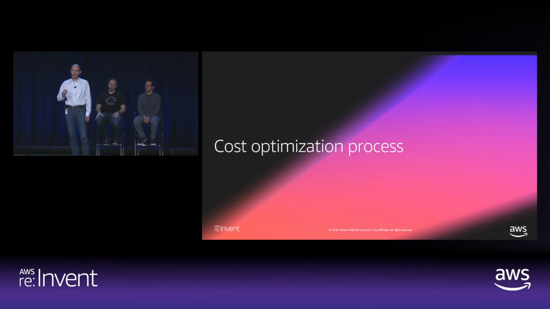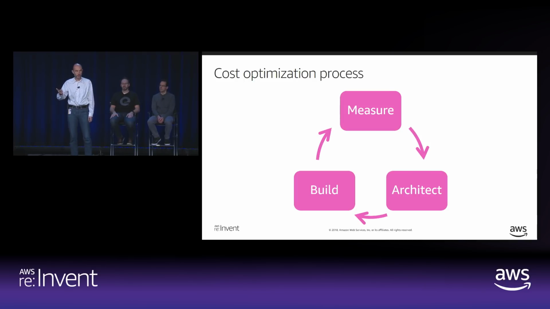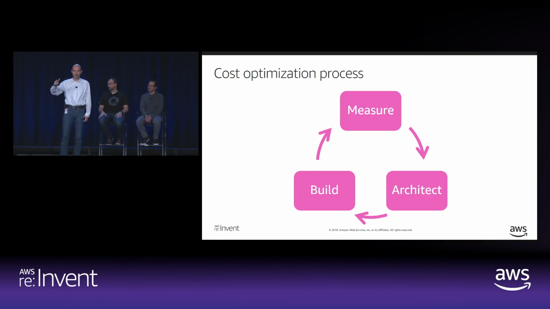So let's take a quick look at the overall process. And it always starts with measuring cost in this case, right? You measure something, and then you come up with ideas on how to improve the architecture. You architect, and then you build and implement those ideas. And after you realize a couple of wins, you can start from scratch. You can start measuring again, coming up with new ideas, and it's an ever-growing cycle here.